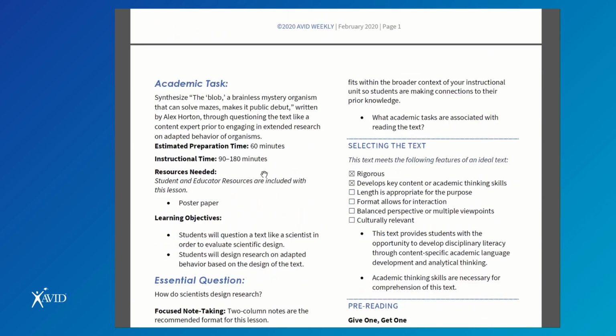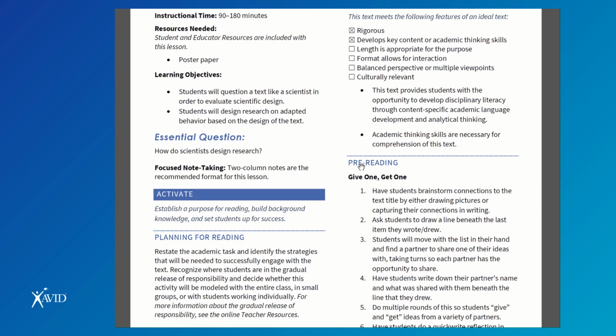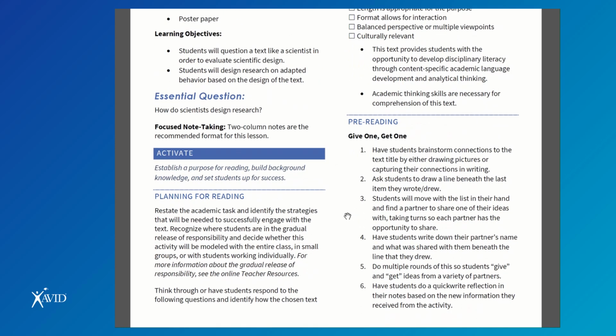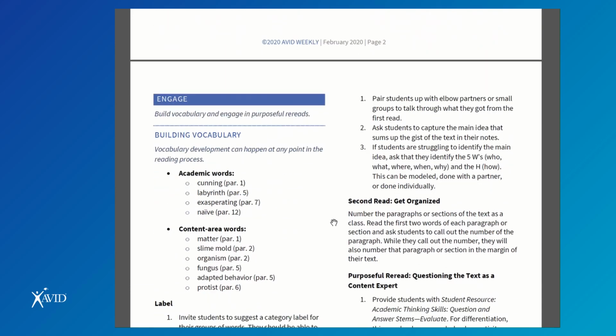And then if we keep scrolling, it'll give you the essential question here. How do scientists design research? It gives you a pre-reading activity, give one, get one. Now, how to do this digitally, we would need to do some work with that, but it's great that those resources are here.